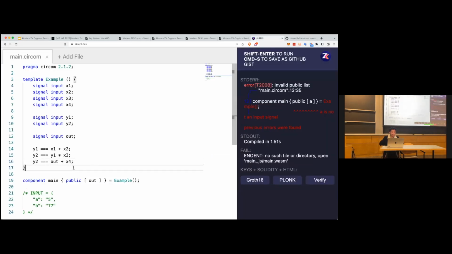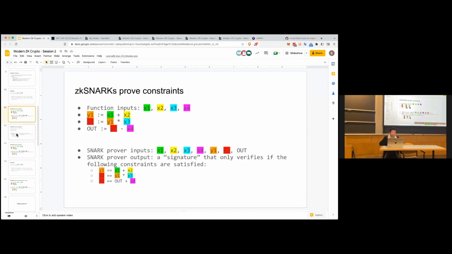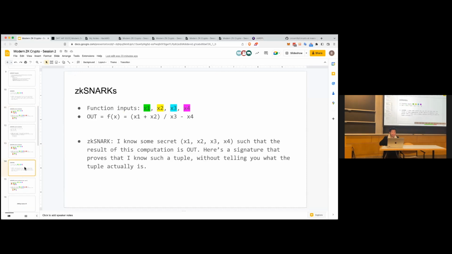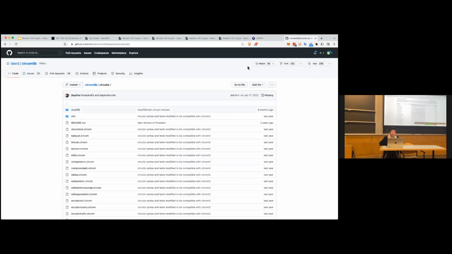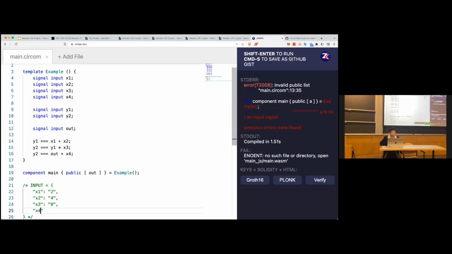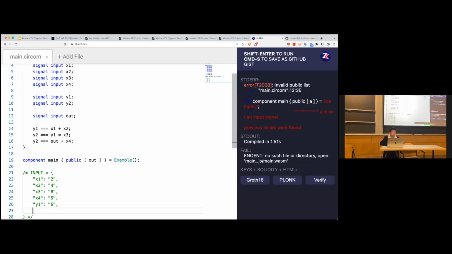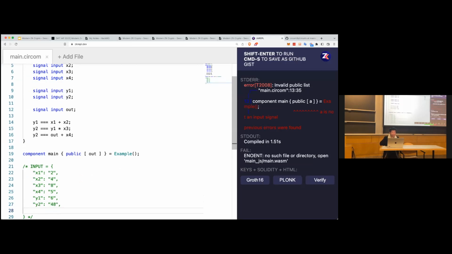Okay, so what we've basically done is we've defined our variables and set our equations. Now let's go ahead and generate the various zkSNARK proof artifacts. So let's put in the test values that we had previously. That was 2, 4, 8, and 5. And then we had y1 is 6, y2 is 48, and out is 43.